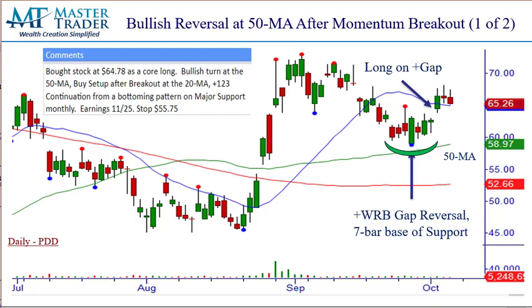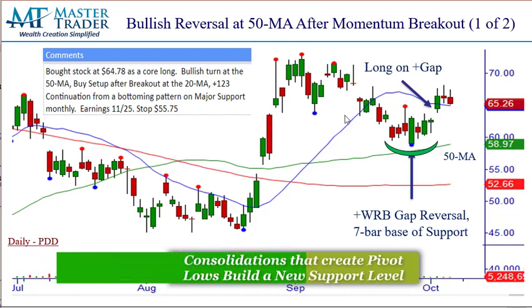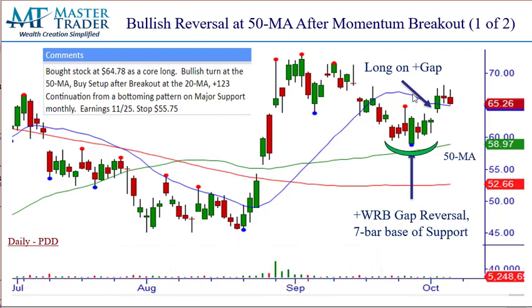And then I have 3 inside bars. I gave the alert to buy over the high of this green bar. It gapped over it, so we bought a 5-minute high there. I'm going to show you why we did it as a core long bullish turn at the 50 MA. So I have a 7 bar base here, creating support. So this is my pullback. Think of it kind of as a buy setup, but a longer, sloppier one. But this is my reversal on support in something that had a momentum breakout.